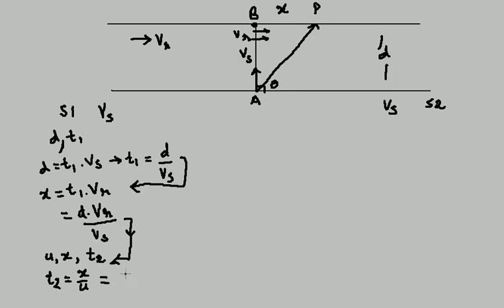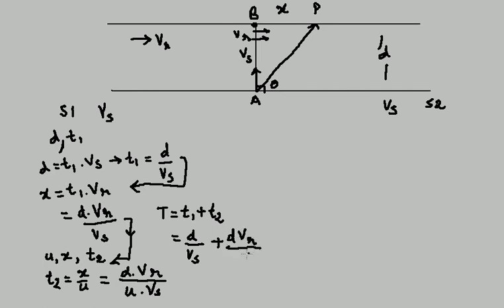So we get d into Vr by u into Vs. So the total time taken by swimmer S1, T, would be equal to T1 plus T2, which would be equal to T1, which is d by Vs, plus d into Vr by u into Vs. So this would be equal to, if I pull out d by Vs as a common factor, 1 plus Vr by u. Okay, so this is the first equation which we get.